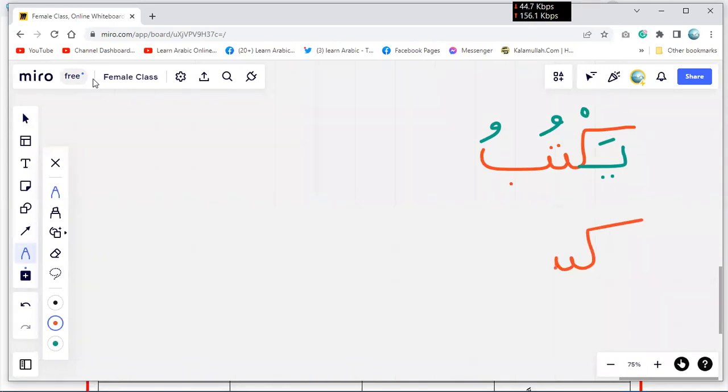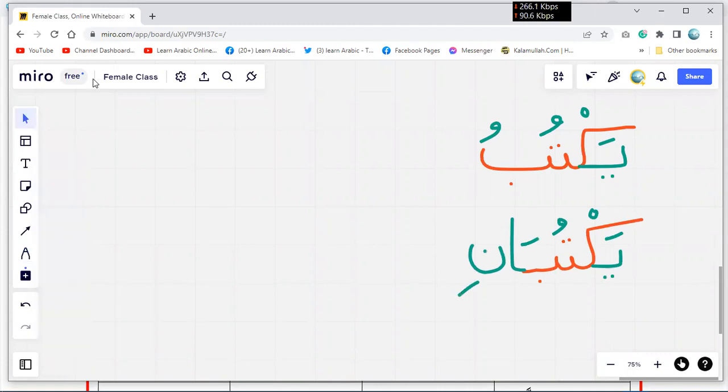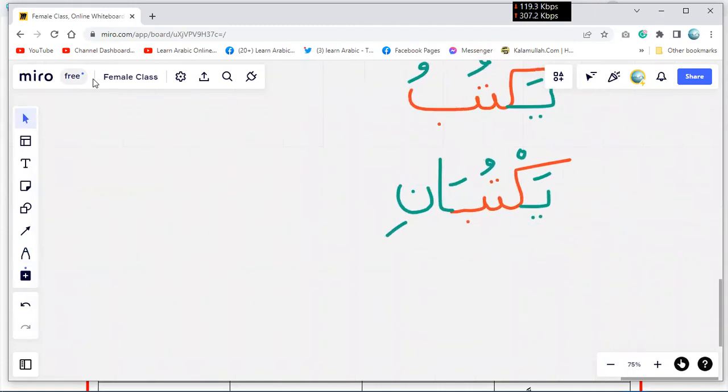Then for dual masculine. Katabata? Wrong answer. Yaktuba? Wrong answer. Taktuba, sir? Wrong answer. Yaktubani. They plural masculine are writing. Yaktubuna.